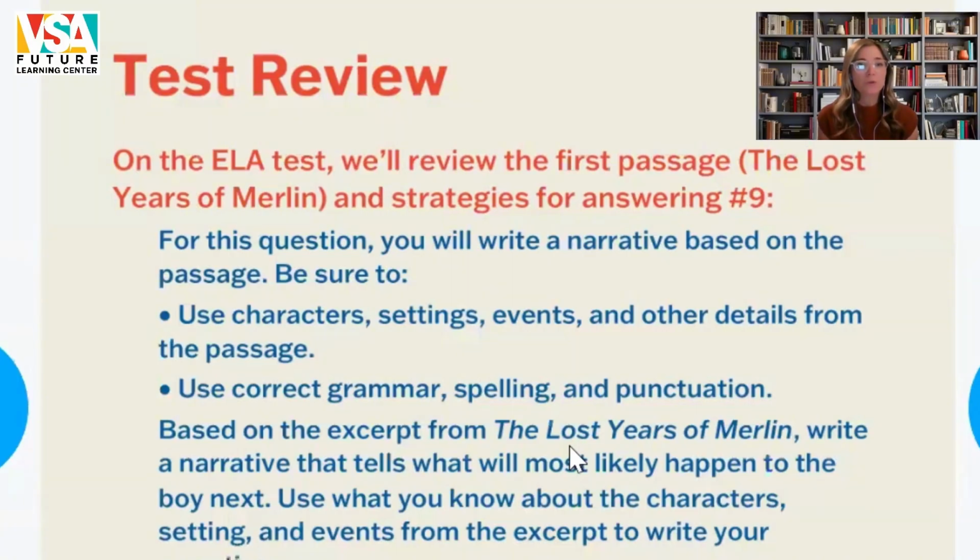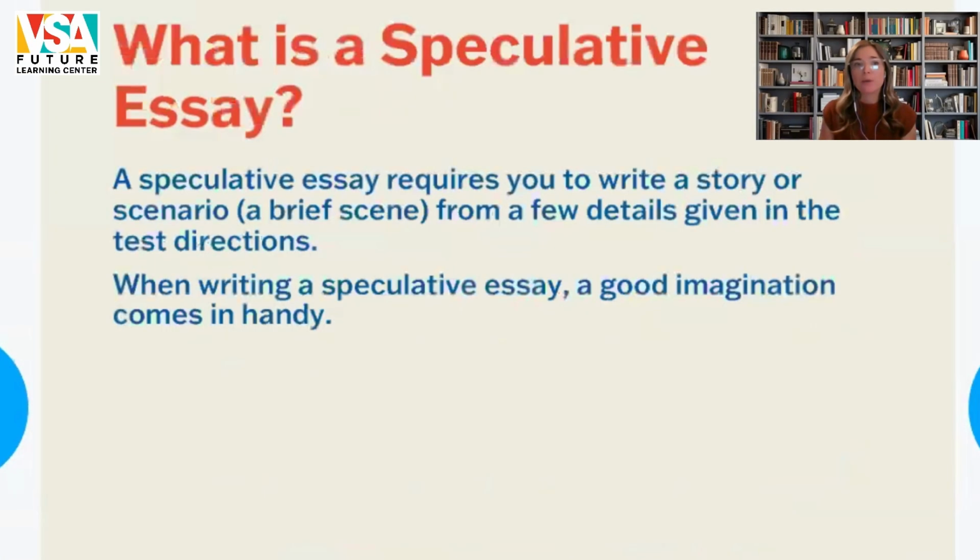So based on the excerpt from The Lost Years of Merlin, the question asked you to write a narrative that tells what will most likely happen to the boy next. Use what you know about the characters, setting, and events from the excerpt to write your narrative. So what does this mean? Let's break it down. A speculative essay requires you to write a story or a scenario, a brief scene, from a few details given in the test directions.